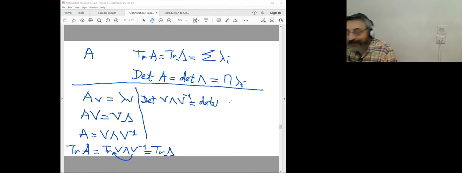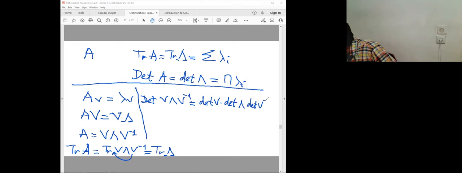Sorry. Again, I need to find the eraser. Oops. And now again, my line. The line is too bold for me. Okay, but in any case, that V multiplied by that lambda by that V inverse.